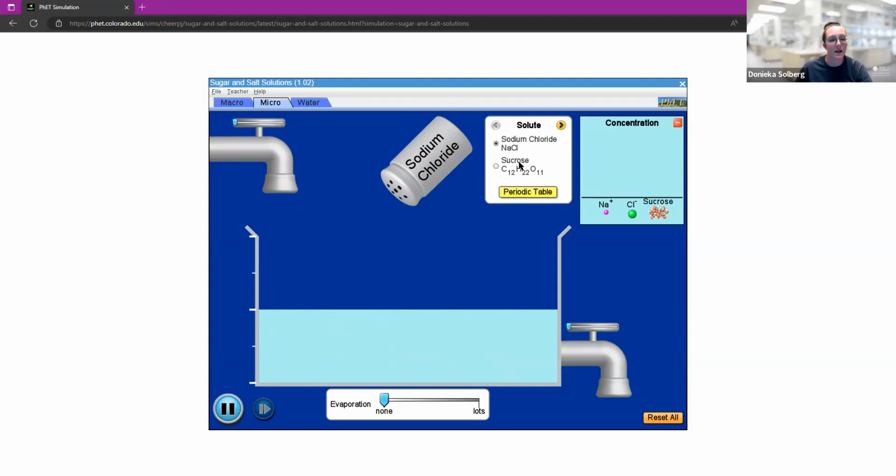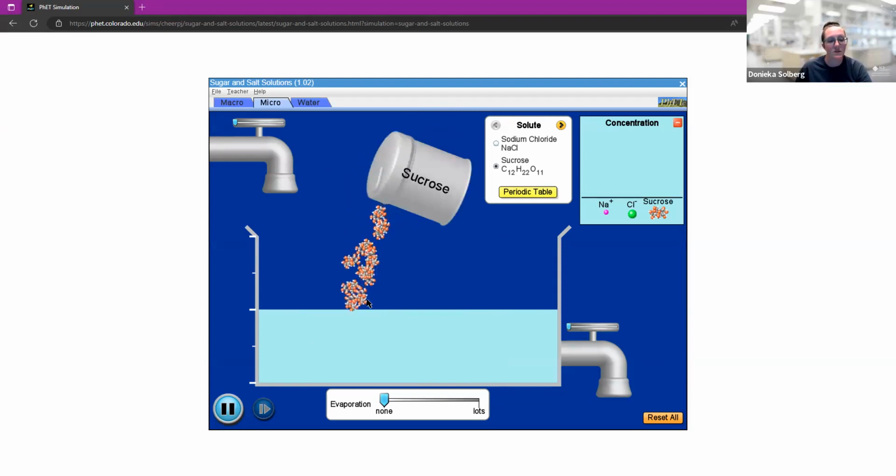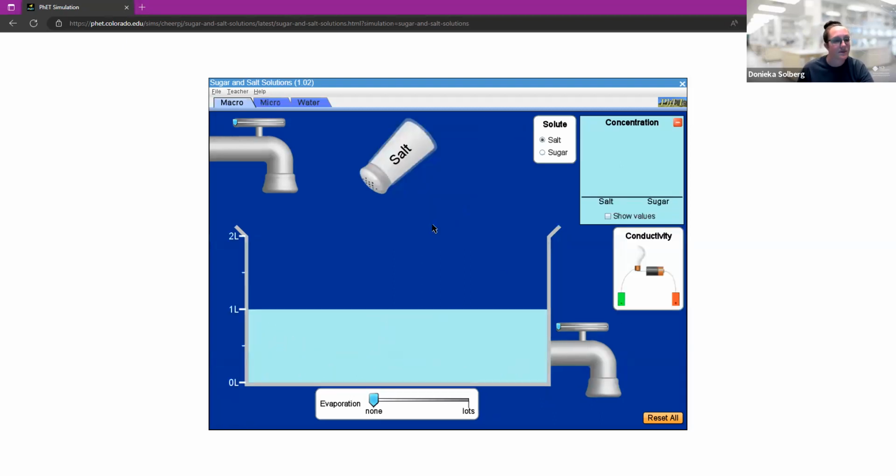Now, if I remove that and I do sucrose instead, these big sucrose molecules will break into separate molecules, but this does not have a charge. Okay, this is a sucrose molecule, C12H22O11, and it stays as C12H22O11 whenever it is in solution. This would not be able to conduct electricity.